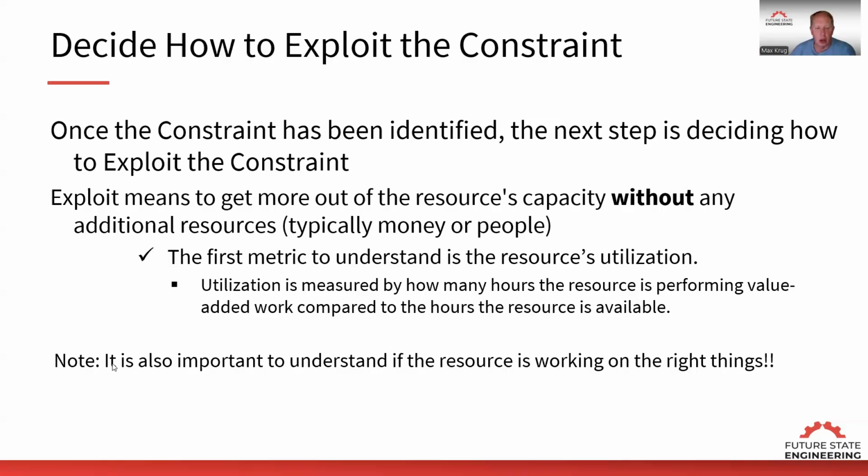So it's also important to make sure that the resource is working on the right things. So effectiveness is making sure the resource is working on the right things. We don't want to be efficient by doing things that shouldn't be done, but doing them effectively, right? So don't focus on efficiency, focus on effectiveness, making sure that the right work is being done by the constraint.